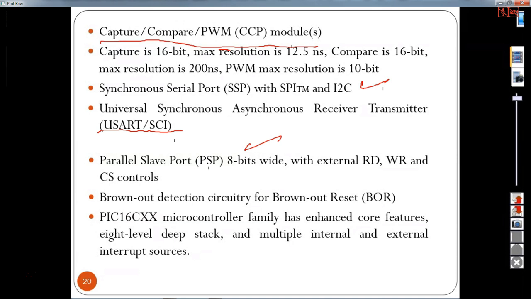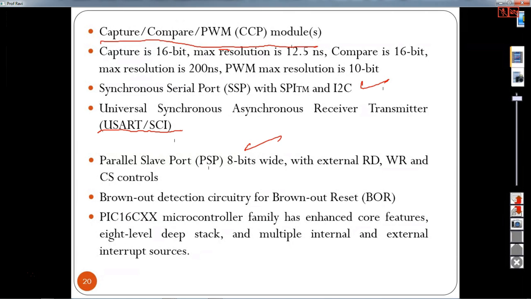It has an on-chip serial peripheral interface by which you can extend the I/O ports. You can expand the I/O ports with the help of the parallel slave port, which is 8-bit with external read, write, and CS control. The brownout detection circuit is for brownout reset. The PIC 16C-XS microcontroller family has enhanced core features: an 8-level deep stack, and multiple internal and external interrupt sources.